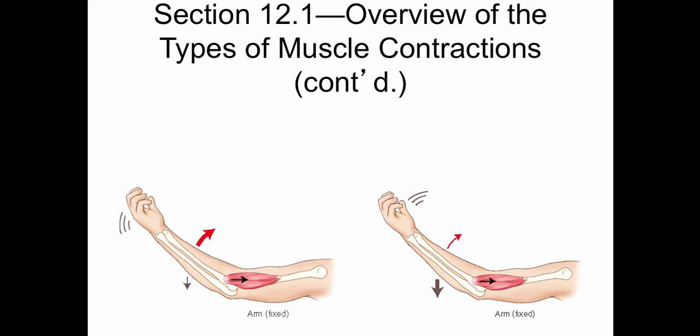In the eccentric contraction scenario on the right, the force of the contraction of the brachialis is less than the resistance force of the weight of the forearm. Therefore, the forearm extends with gravity, causing the brachialis to lengthen.